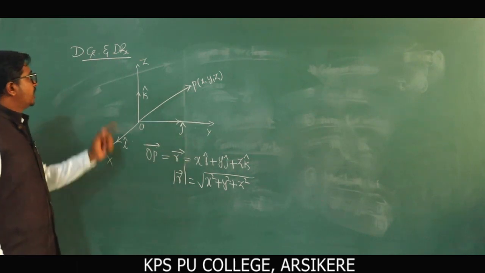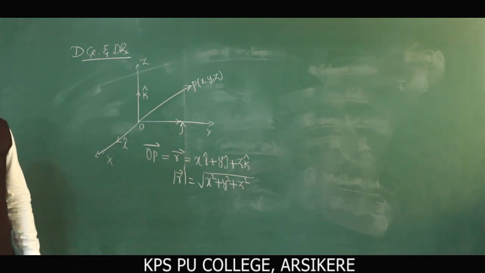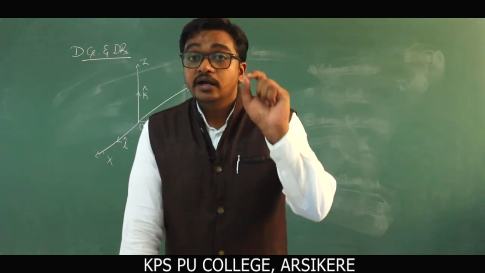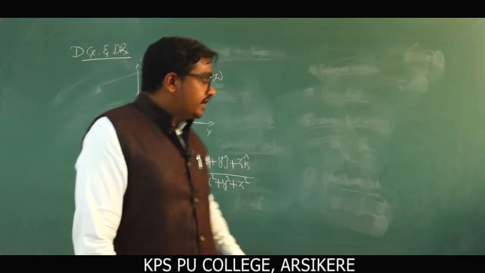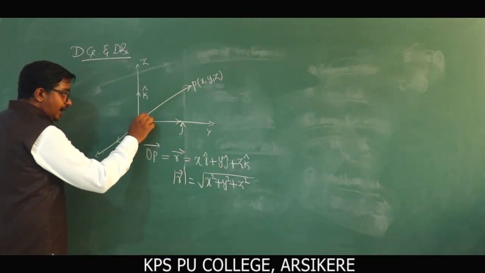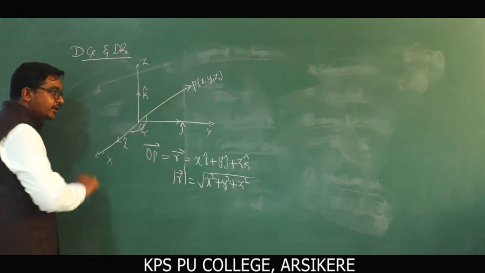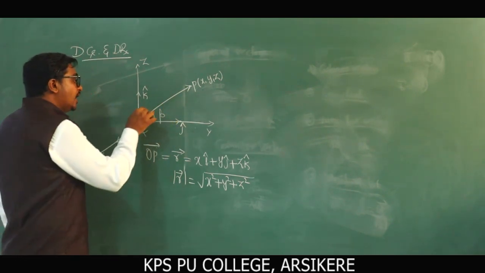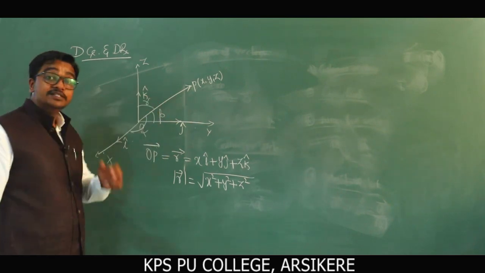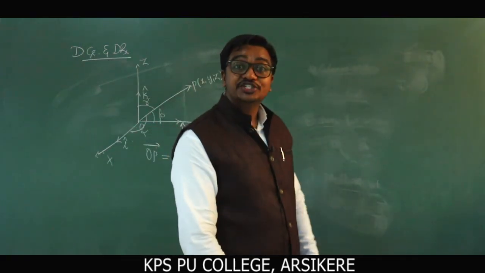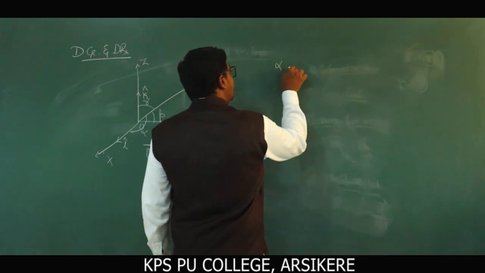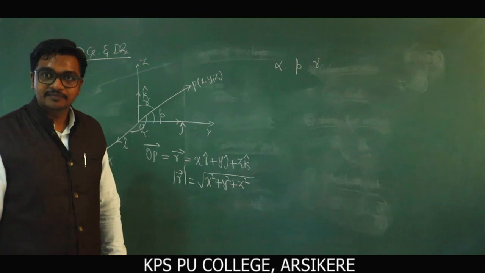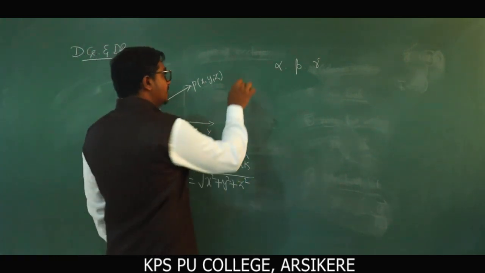Now come to direction cosines and direction ratios. Before discussing direction cosines, we would like to discuss direction angles. Here we have the vector OP which makes an angle alpha with the positive direction of the x-axis, beta with the positive direction of the y-axis, and gamma with the positive direction of the z-axis. Therefore alpha, beta and gamma are called direction angles.